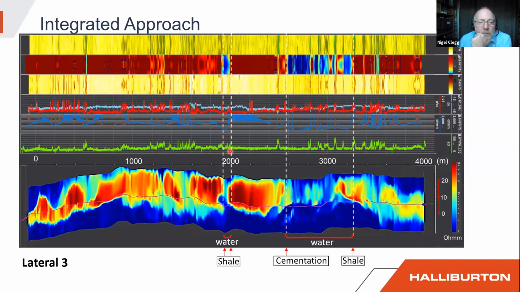And if we look where we have those changes, we're often seeing a little peak on the gamma and a change on the density, indicating that there is a thin shale zone bounding these structures. You can see this on the images as well here. There are thin shales that always seem to coincide with those areas where we cross into water. And shale is a barrier to fluid movements.